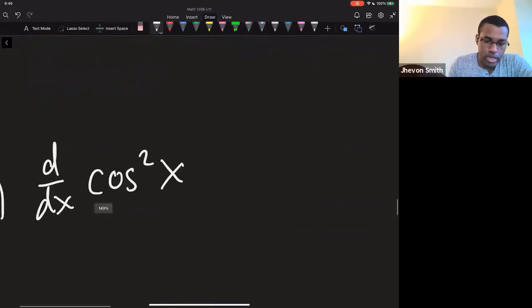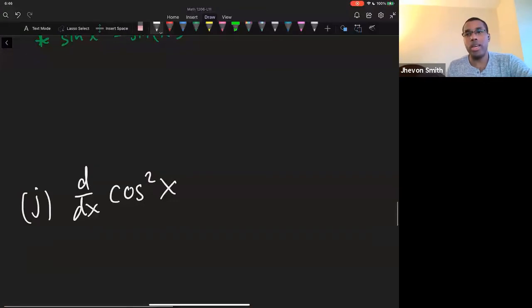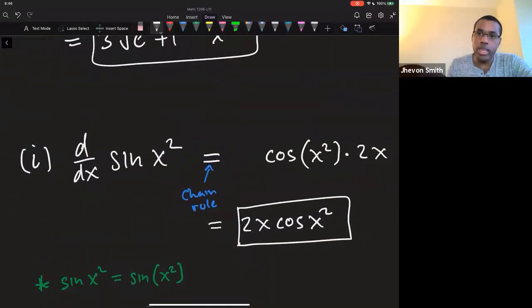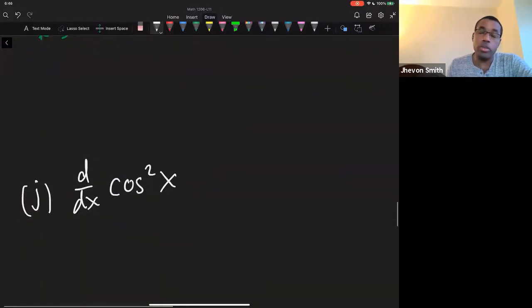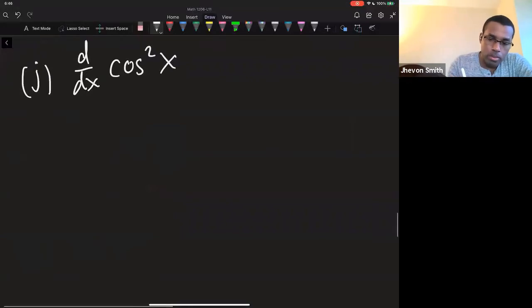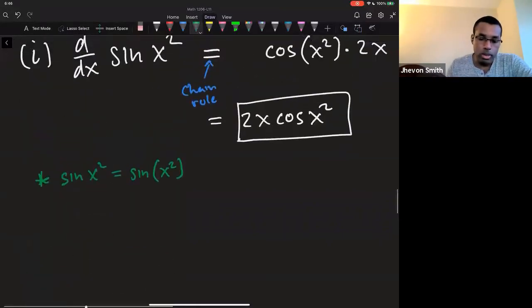Now, when you look at this one, it looks very similar to the untrained eye, but it's actually very different. You see when the square is beside the x, versus when the square is beside the cosine, they actually mean very different things. A square beside the cosine actually means the entire cosine of x is squared, not that the x by itself is squared, right?